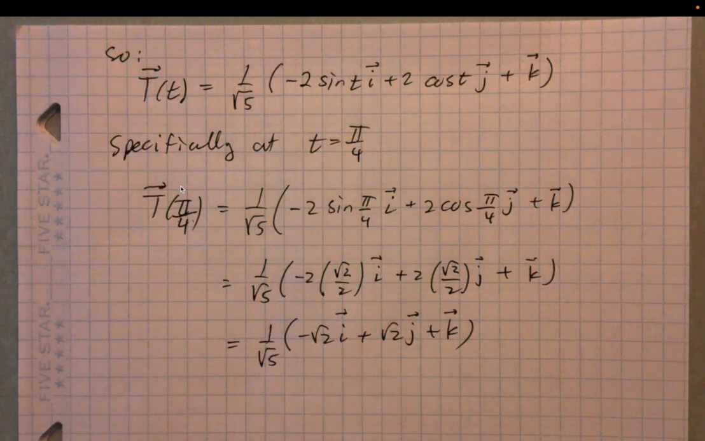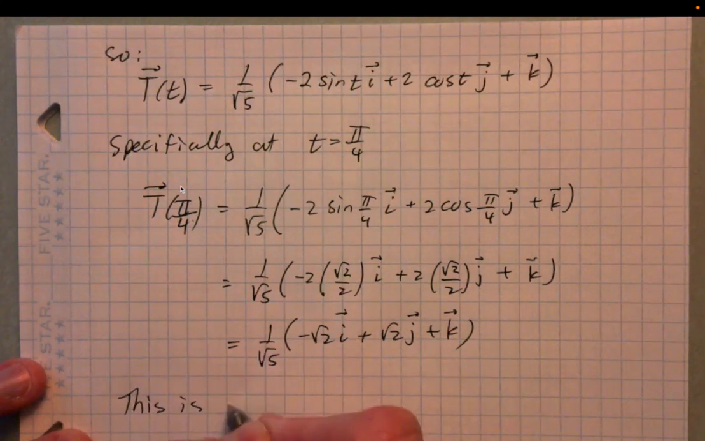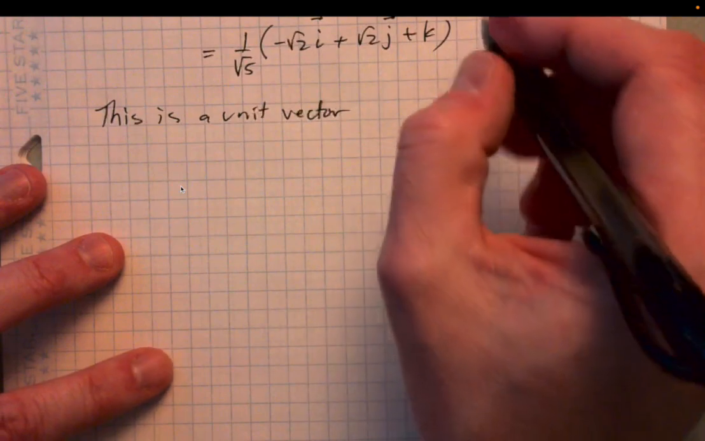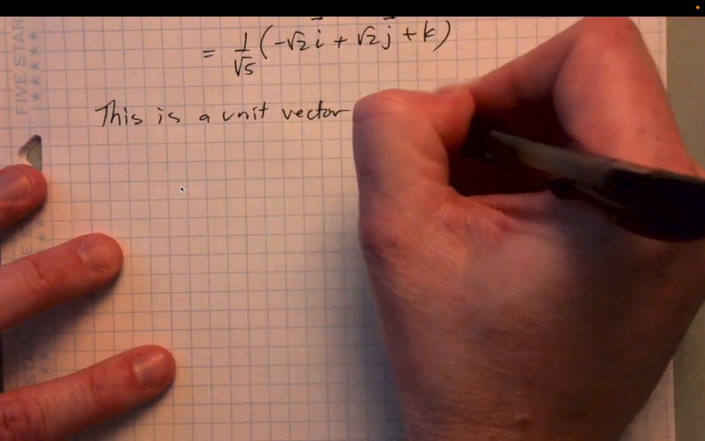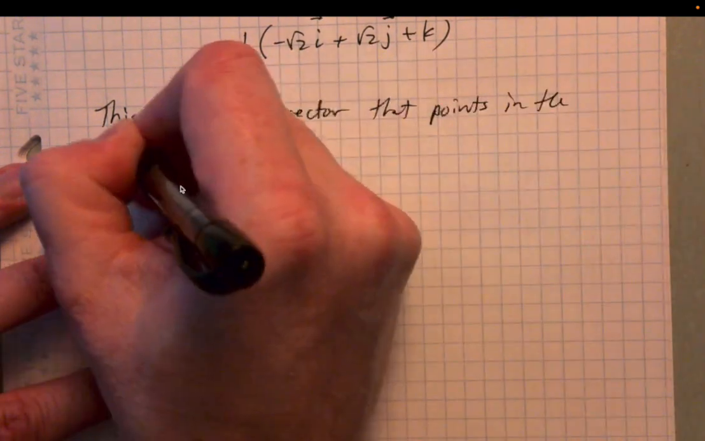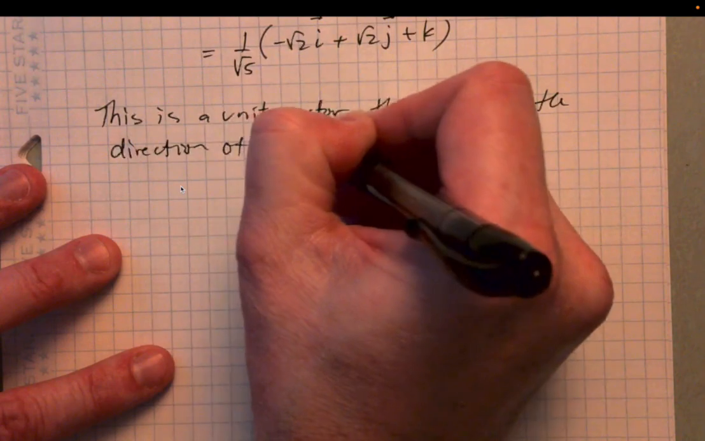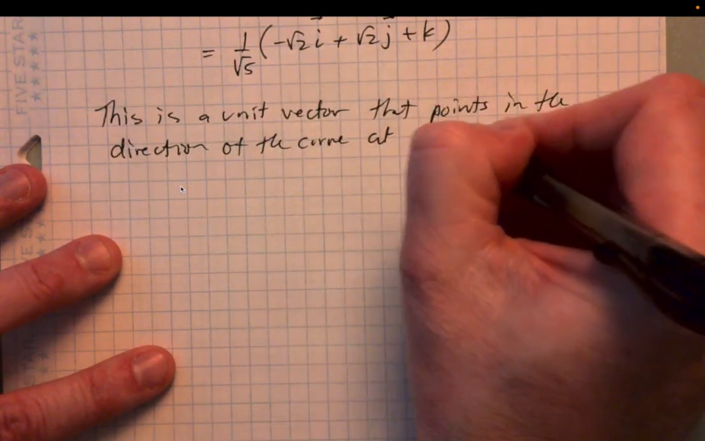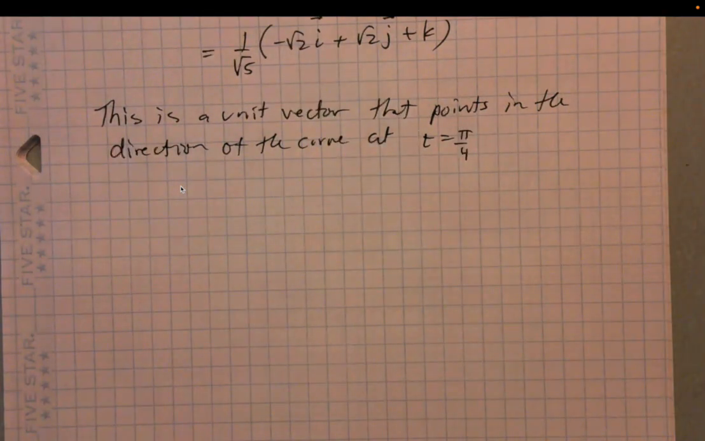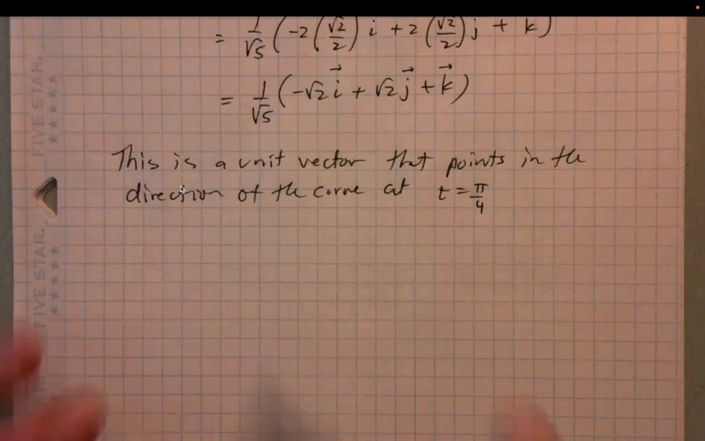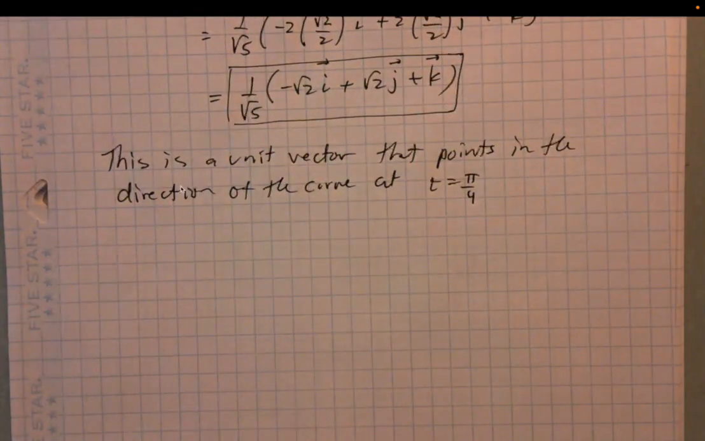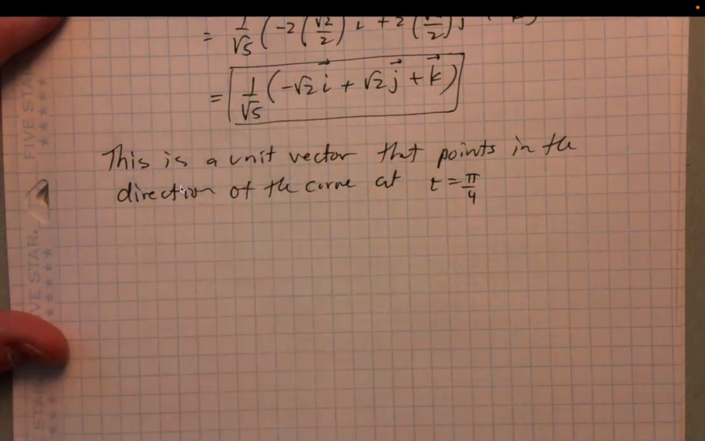Okay, so all right, let's write down, what is this thing? This is a unit vector. We know that. This is a unit vector that points in the direction of the curve at t equals pi over 4. Okay, so we can use this vector specifically to derive the parametric equations for the line that goes through whatever specified point. Okay, and so the direction numbers in particular can come off of this.